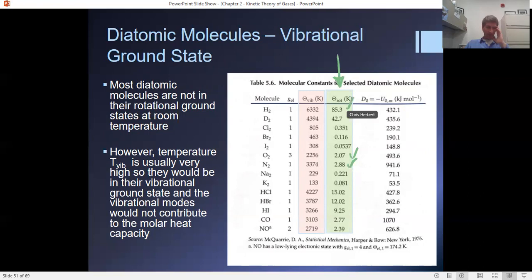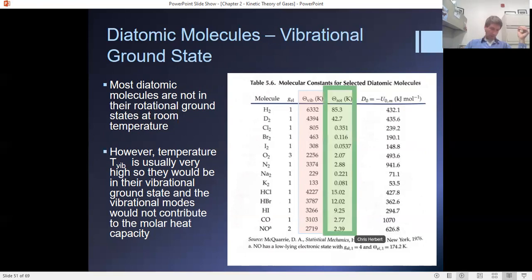Hydrogen, 85 degrees Kelvin is a really low temperature. It's right around the temperature of liquid nitrogen. So in all practical applications, as far as we're concerned, these temperatures are so low that the specific heat for that diatomic gas is going to be 5/2 R.